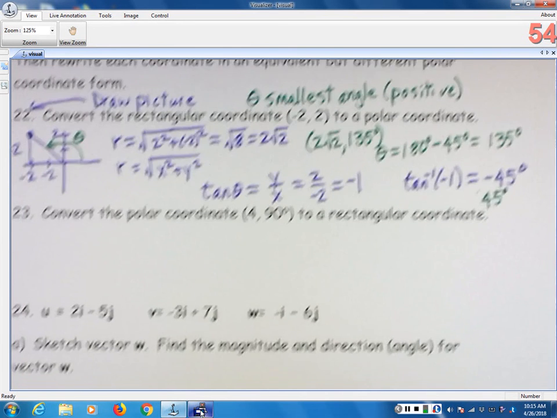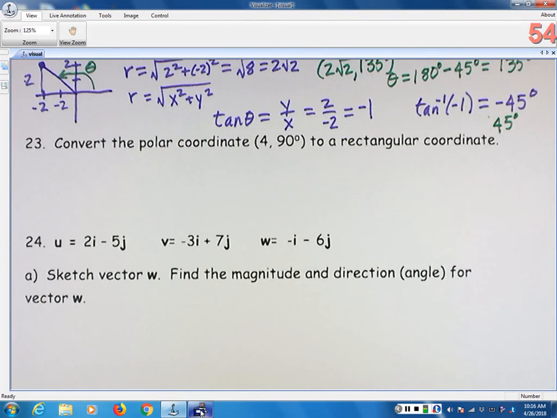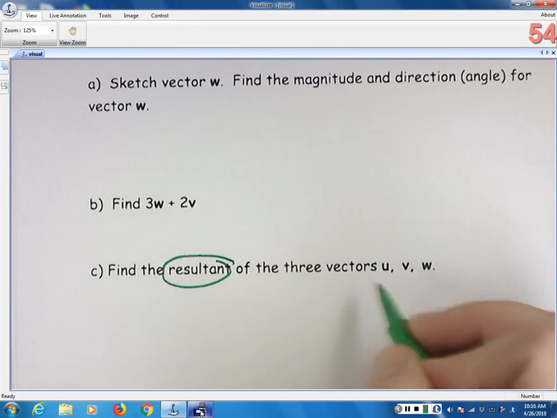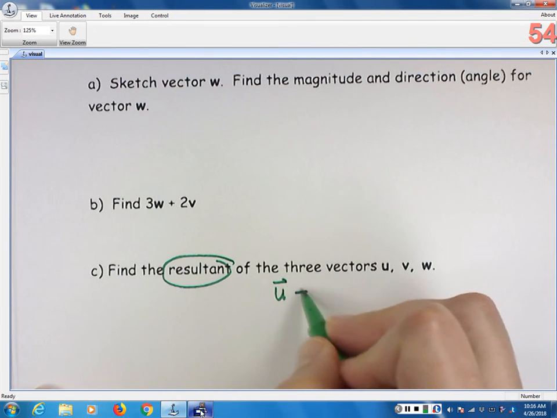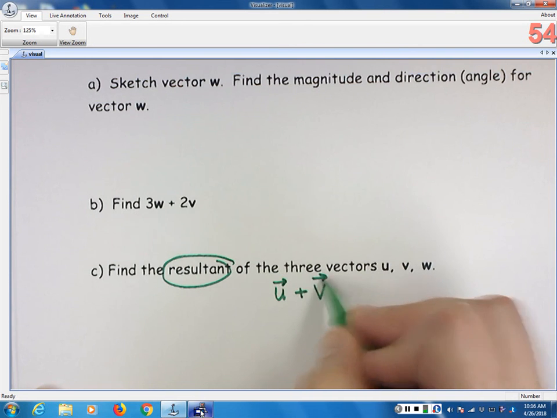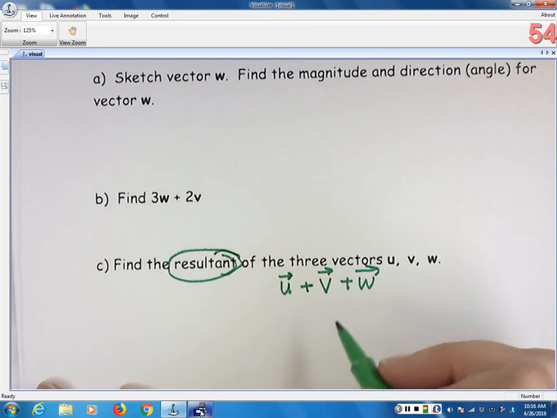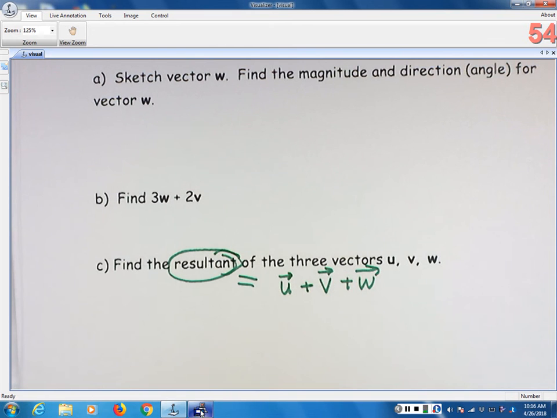All right. And then there's vectors. Any questions about the vectors? So find the resultant of 3 vectors. The resultant means you just take u plus v plus w. I stressed that in the lecture. That's the resultant. It means add the three vectors together. And they'll be written in terms of i and j. You don't have to draw pictures.